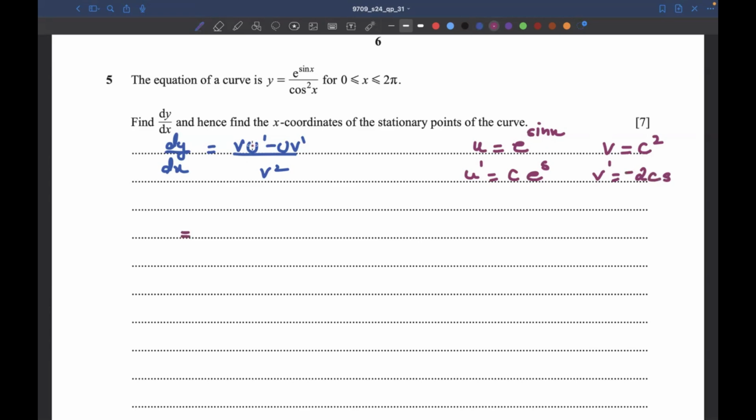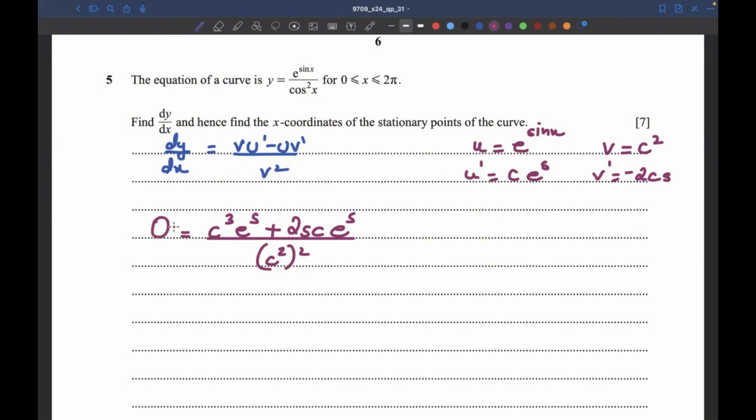Substituting this in the formula, we'll get vu dash. So that will become cos square into cos, which is cos cube, e power sine x, minus, and there's already a minus sign with v dash, so we'll make it a plus over here, and uv dash. So that will become 2 cos sine e power sine x, divided by v square. So v square will become cos square whole squared. And as we have to find the x coordinates of the stationary point, we can just write 0 over here.